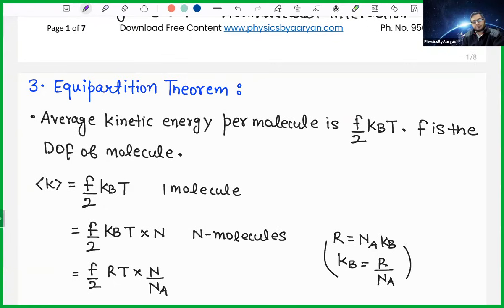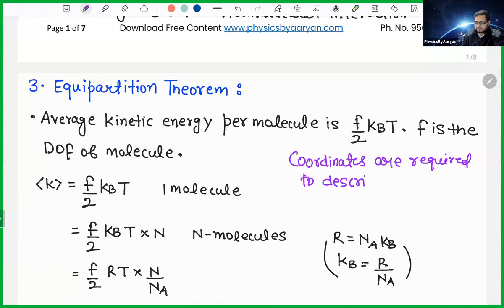Degree of freedom means how many coordinates are required to describe the system, to describe the energy of the system. For example, if I am a particle moving in one dimension, then I only need vx, because I only need kinetic energy, half m vx squared. I only need one coordinate to find my kinetic energy.